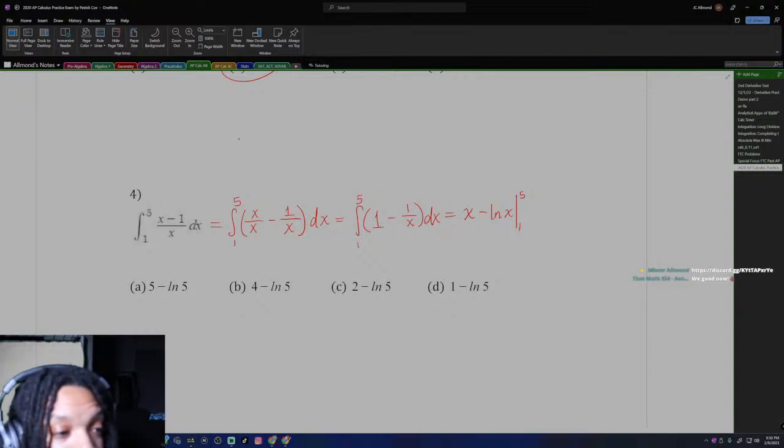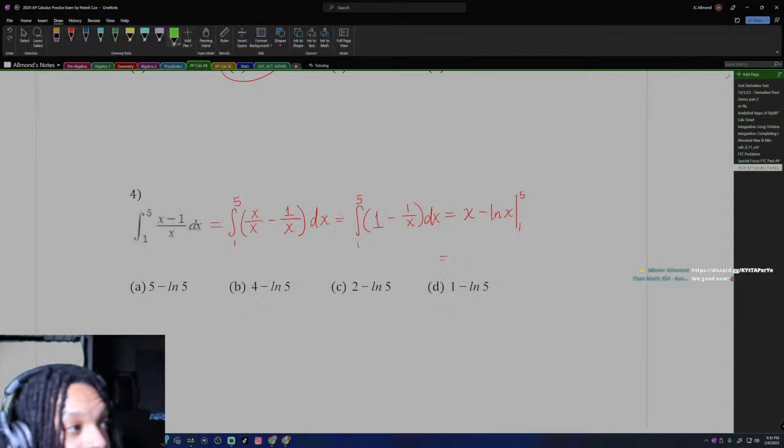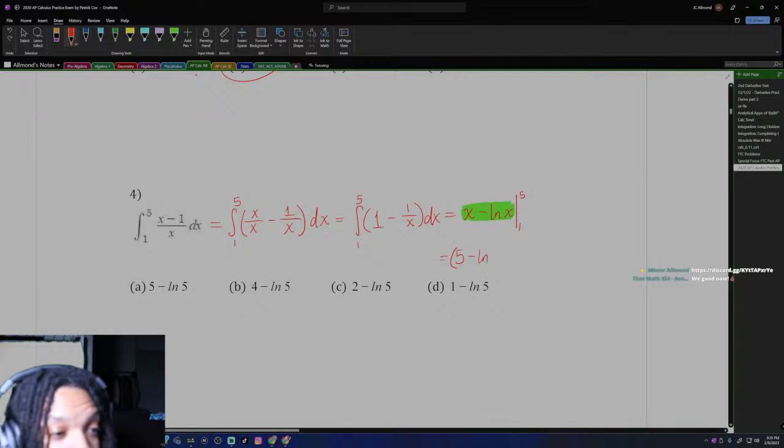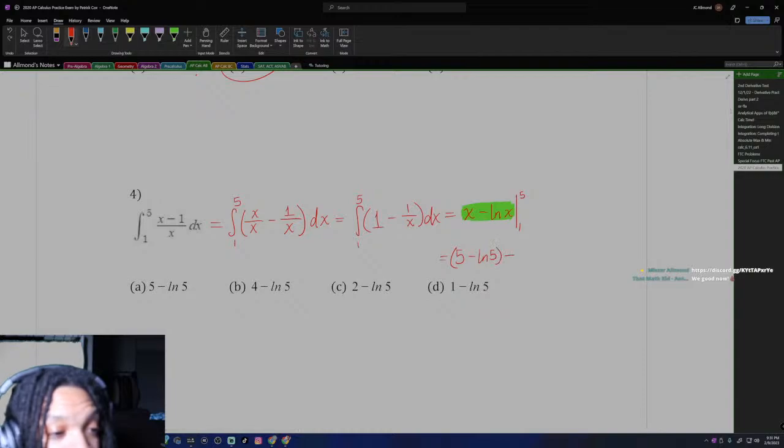So that's what I'm about to do now. Again, this x minus ln of x, you can think of that as your capital F of x if you're thinking fundamental theorem of calculus. So we're going to do capital F of B minus capital F of A. And that is 5 minus ln 5, minus, in parentheses because I'm subtracting a whole quantity, 1 minus ln of 1.